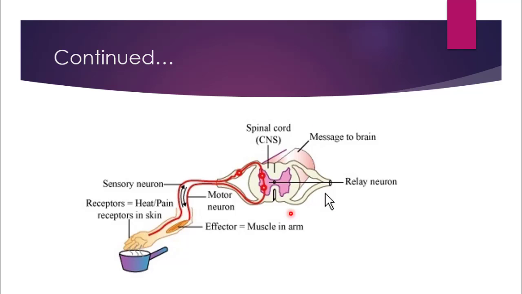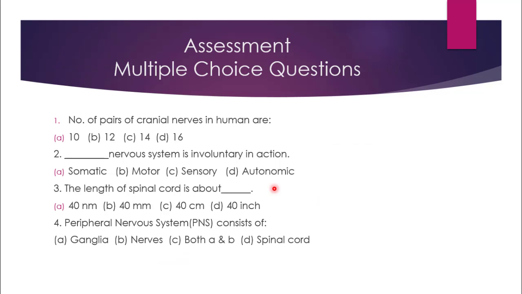So this is all about the reflex action, which is basically a quick response of involuntary action. That is why it is called reflex action, and the pathway which is followed by it is called reflex arc. So students, this was all about today's lecture. Now we will assess our lecture with the help of some multiple choice questions.